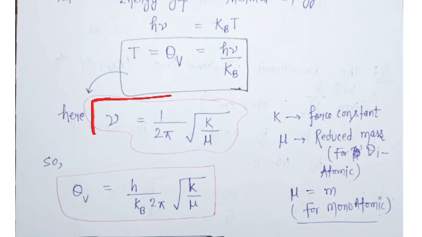This reduced mass applies when we have a diatomic molecule like HCl, H2, D2, NaCl. Otherwise, when we are dealing with single atoms, mu becomes m. This is what we did in vibrational spectroscopy, and from there we just took this formula, that is the frequency nu.